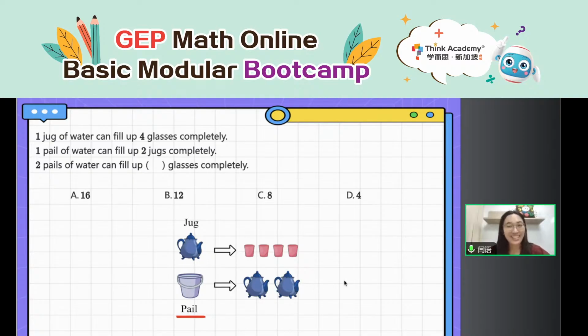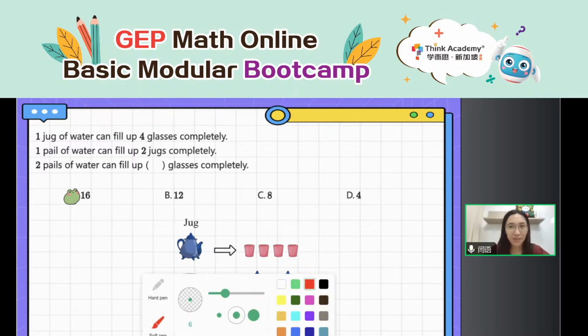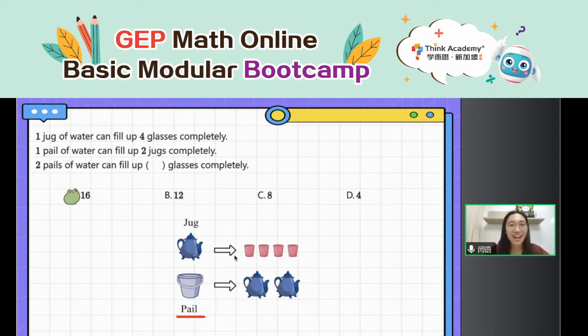I see some mistakes. Okay, let me show you. The answer should be A. It should be 16. Why? Cannot believe, right? Now some student says, okay, I know 1 jug that is 4, right? 4. And then this one 4. Okay, and this one 4. Then 4 plus 4. Why not 8?